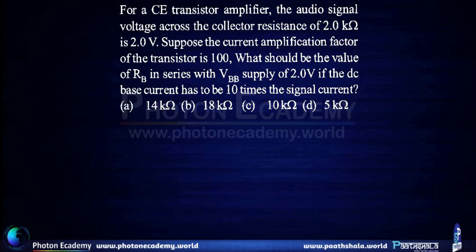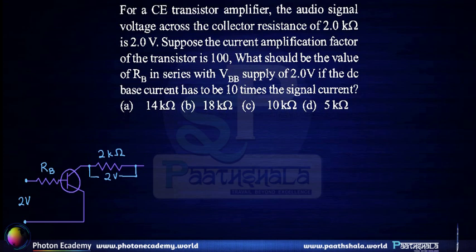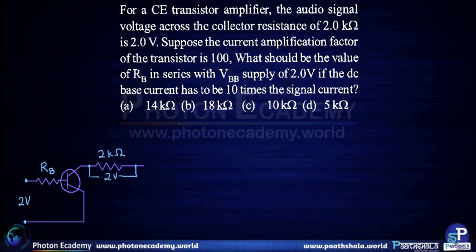So our setup looks like this, where we have a 2 volt voltage drop across a 2 kilo ohm resistor, and 2 volts is provided at this point here, and we need to calculate what RB value is. One thing to note here, that signal voltage, whenever we say signal, refers to an AC signal, and then we have a base current which carries the AC signal.